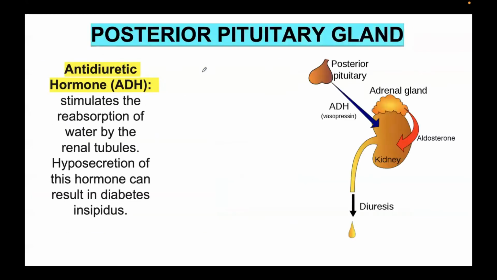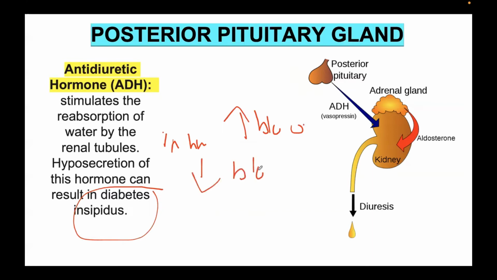Okay, so done na po tayo sa anterior pituitary gland. I think meron tayong 7 hormones that are under your anterior pituitary gland. Pupunta naman tayo kay posterior pituitary gland. Nandito na po yung tinatawag natin na ADH or antidiuretic hormone. Your ADH stimulates the reabsorption of water by the renal tubes. Hyposecretion of this hormone can result in diabetes insipidus. So yung ADH natin, it inhibits the urine formation during high blood osmolarity and lowers blood pressure to avoid dehydration.